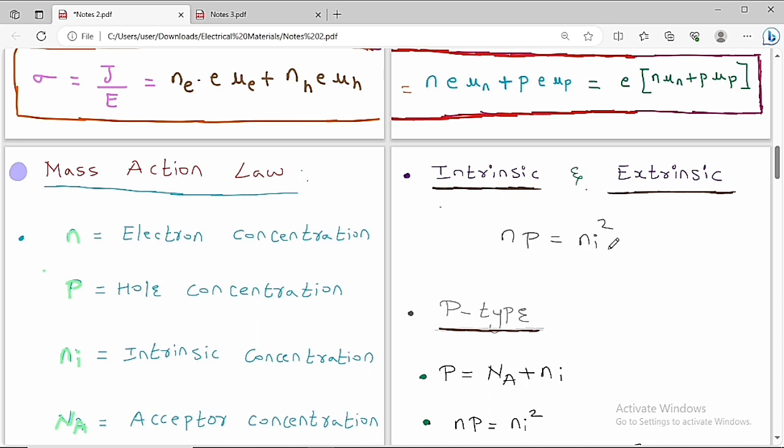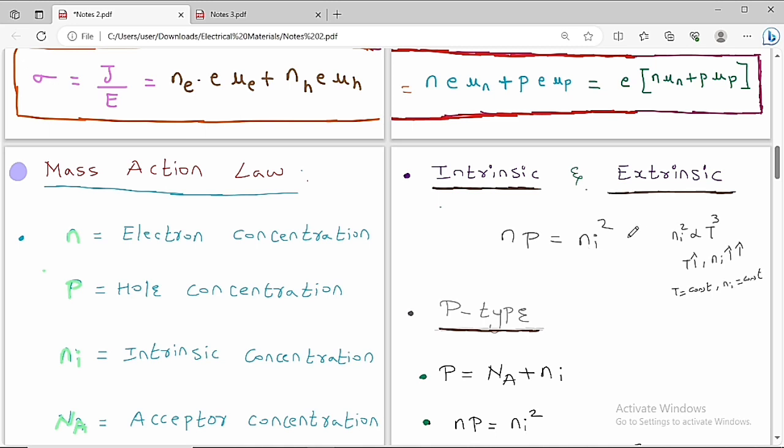Okay. So now the formula is, you have to remember this one, which is N into P is always equal to Ni square. N into P is equal to Ni square. Okay. Ni is also a function of temperature. What is the relation? Ni square is always directly proportional to temperature cube. Suppose if temperature increases, Ni also increases. Okay. So therefore, suppose if I assume T is constant, then Ni is also constant. So if Ni is constant, Ni square is also constant.